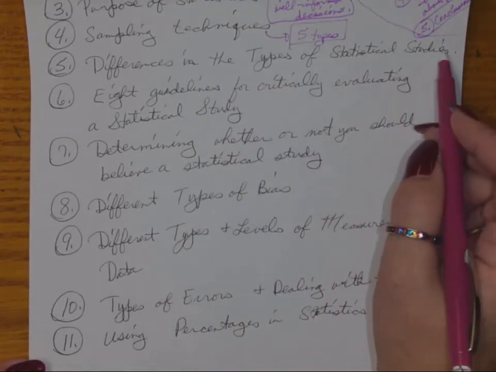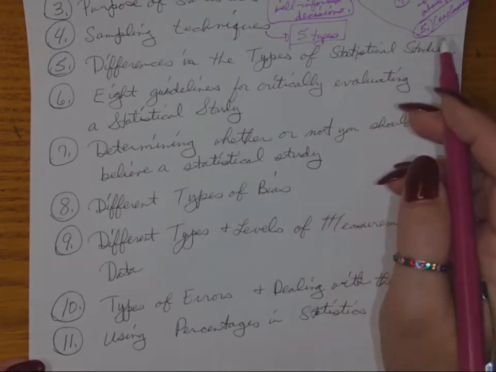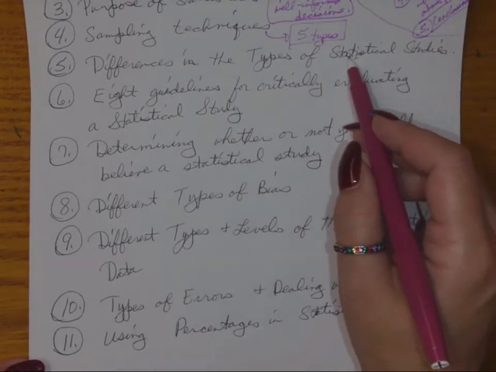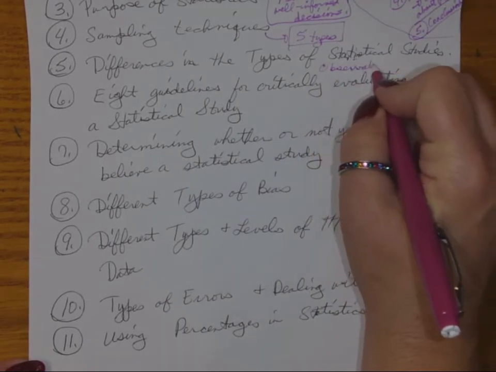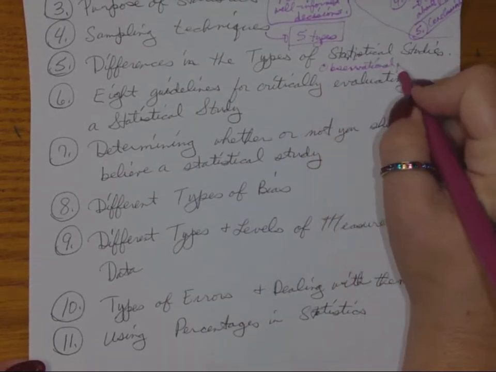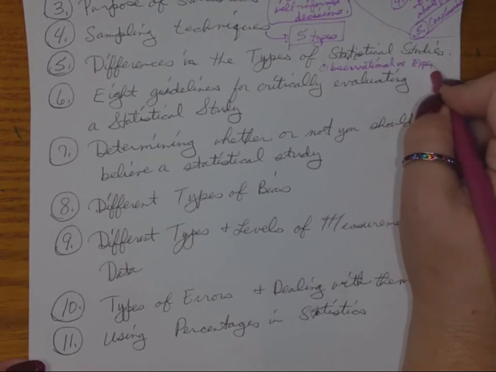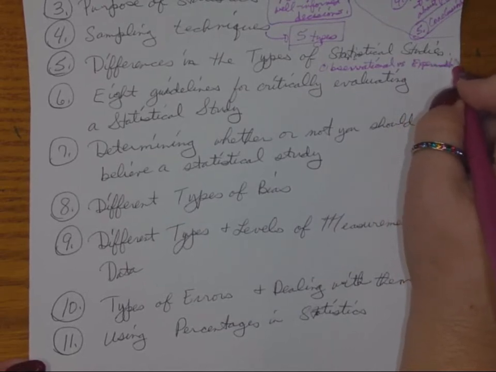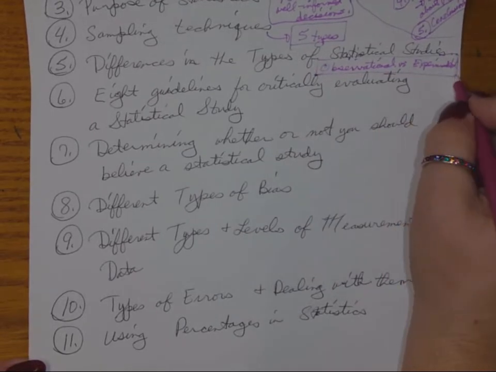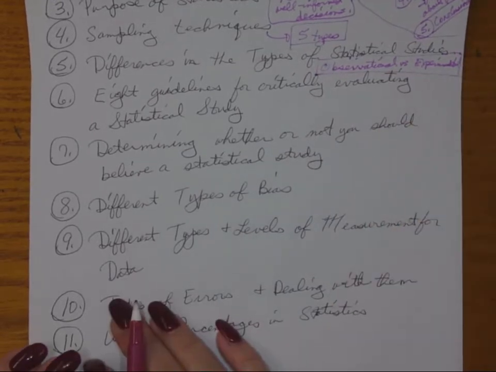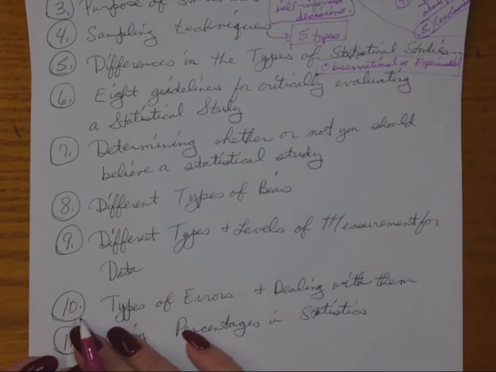Difference in the types of statistical studies. Again, there was a video on this, but the big deal there is you need to be able to tell me if something's observational or experimental. Those are the 2 big ones, right? Okay. If it's observational, it means I'm just gathering data that's already there, basically. Like the favorite color. I'm not changing anybody's opinion about favorite color. I'm just gathering up information about what your favorite color is.